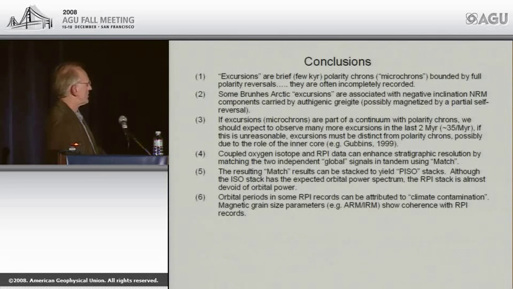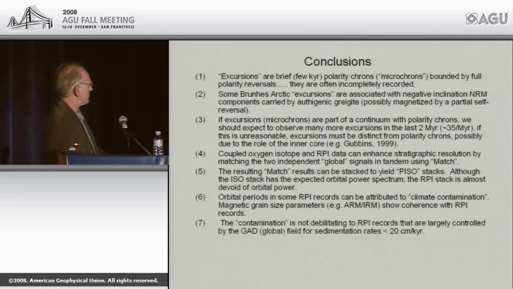Orbital periods in some RPI records could be attributed to climate contamination. Magnetic grain size parameters, particularly ARM over IRM, show coherence with these contaminated RPI records. The contamination, however, is not debilitating to the RPI record that is largely controlled by the global field, at least for sedimentation rates less than 20 centimeters per 1,000 years. And that's it. Thank you.